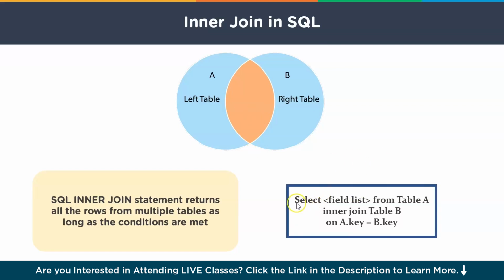So we have the select command and then we give the list of columns from table A, which you can see here is the left table, followed by the inner join keyword and then the name of the table, that is B, on a common key column from both the tables A and B. Now let me take you to the MySQL workbench and show you how inner join works in reality.